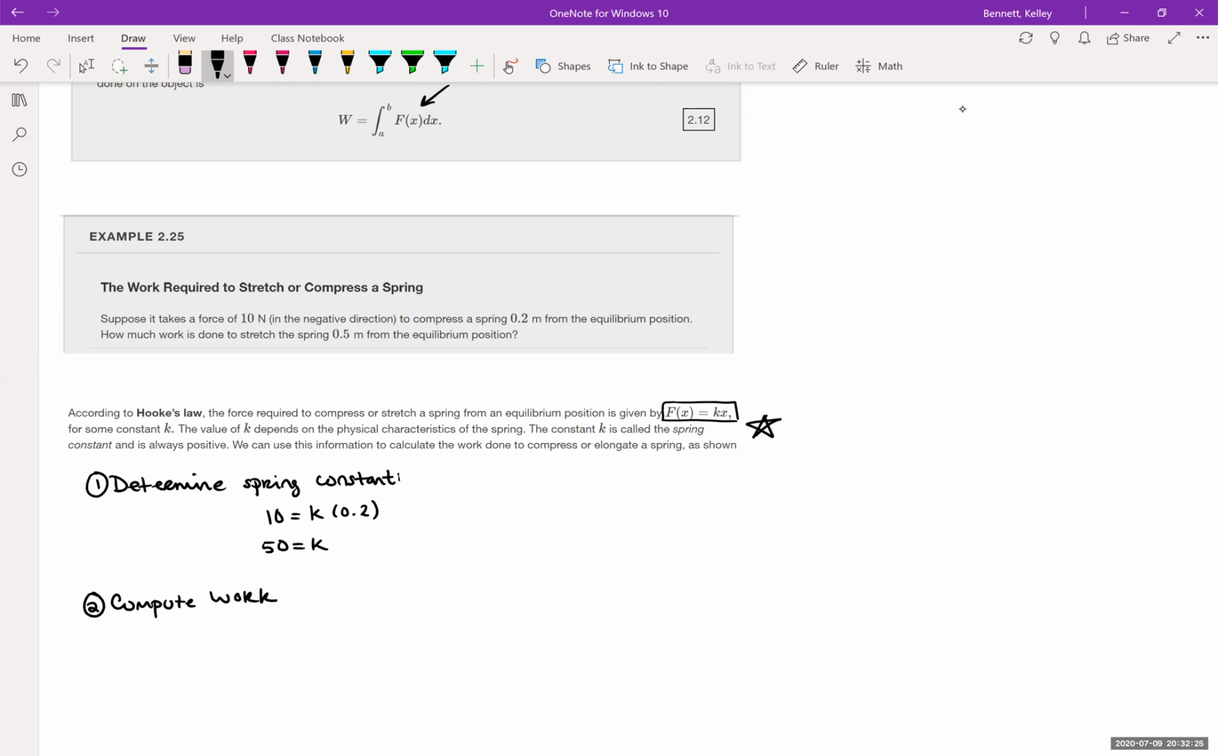So we just want to go from 0 to 0.5. And remember that the force at any point x is directly proportional to the position times the spring constant. So I'm going to use f of x equals kx here to get 50x, and I'm integrating that with respect to x. This is another really straightforward integration, 25x squared evaluated from 0 to 0.5. If you shove that in your calculator, you should get 6 1/4.